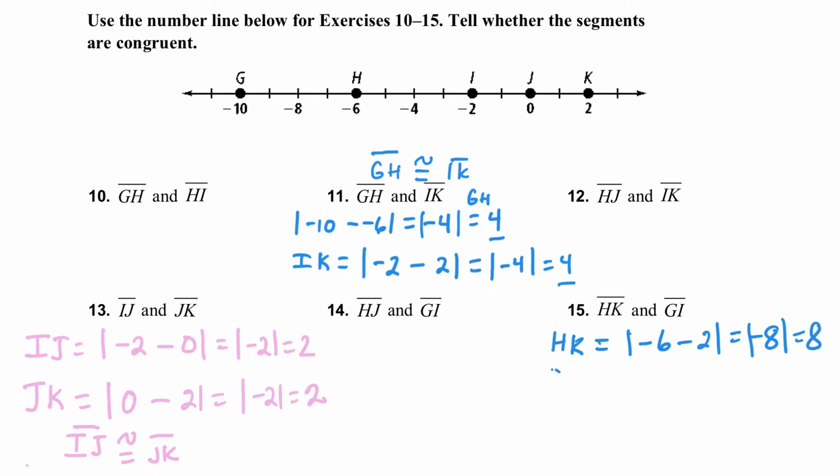Now we have to find the distance from G to I. G is -10, that's the location. I is -2, so -10 minus a -2, and a minus and a negative is a plus 2, so we have -8. So the distance is 8, and we notice that both absolute values are equal, so segment HK is congruent to segment GI.